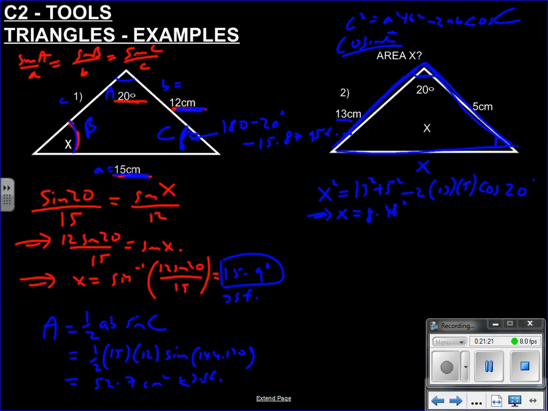So that's 8.48 centimeters. x equals 8.48 centimeters to 3SF. Okay, cool.